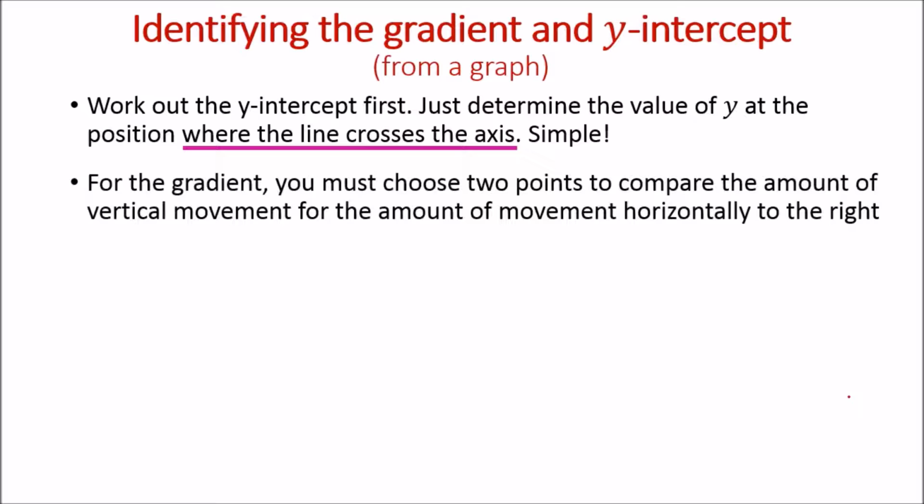After that, you'll look for the gradient, and this is where you must choose 2 points to compare. You're comparing the amount of vertical movement, which is your rise, for the amount of movement horizontally to the right, which is your run. We'll go through some examples of that now.